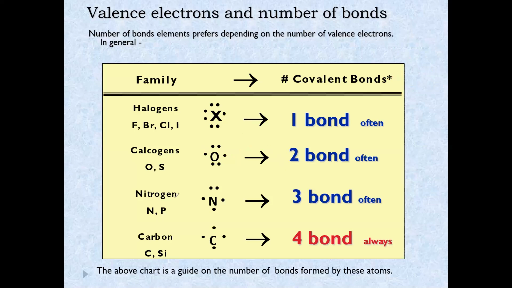Then nitrogen and phosphorus, group 5, can also form three bonds. And as you can see for nitrogen, nitrogen can form a bond this way. You have a nitrogen with 1, 2, 3, 4, 5. So you can form a triple bond.